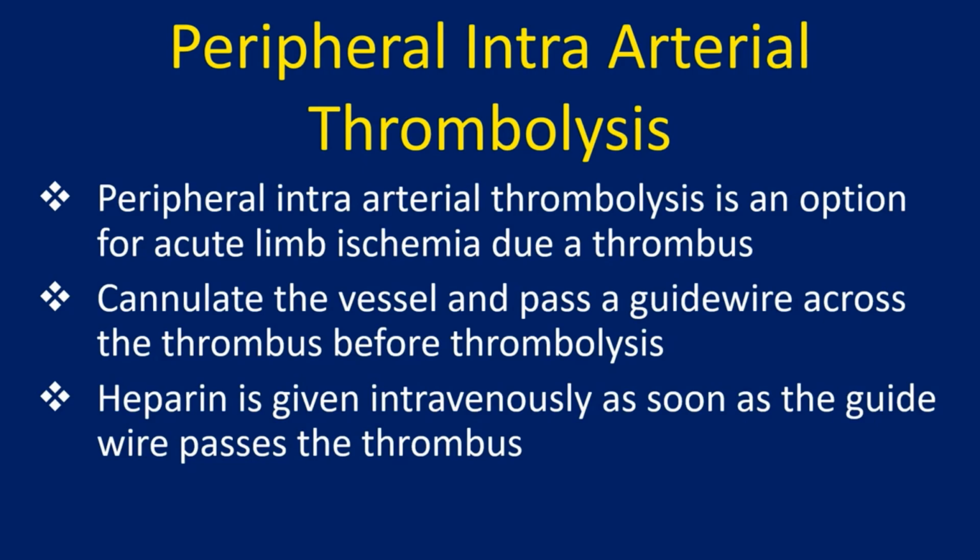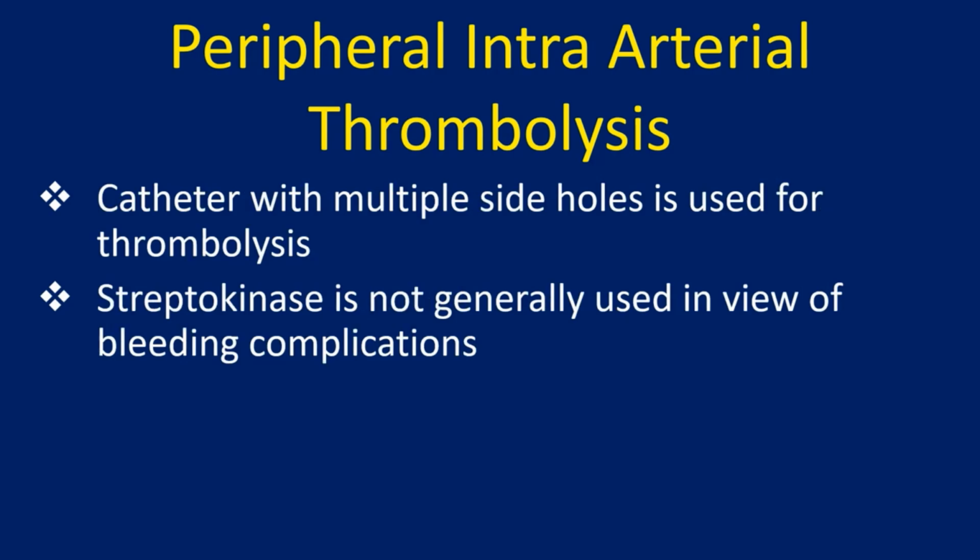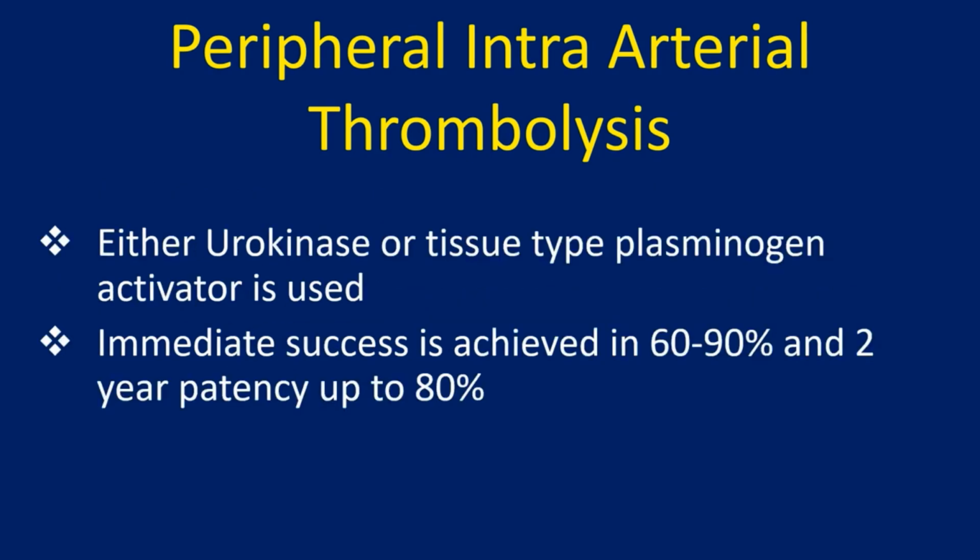Peripheral intra-arterial thrombolysis is an option for acute limb ischemia due to a thrombus. Cannulate the vessel and pass a guide wire across the thrombus before thrombolysis. Heparin is given intravenously as soon as the guide wire passes the thrombus. A catheter with multiple side holes is used for thrombolysis. Streptokinase is generally not used in view of bleeding complications. Either urokinase or tissue type plasminogen activator is used. Immediate success is achieved in 60 to 90% and 2-year patency up to 80%.